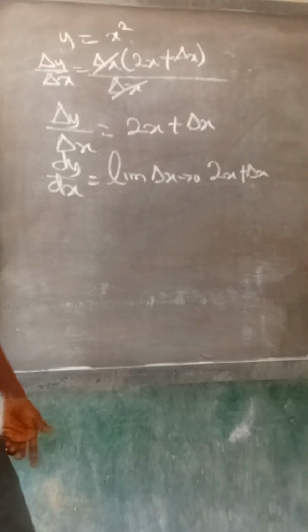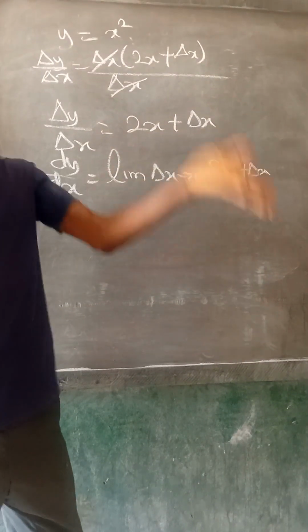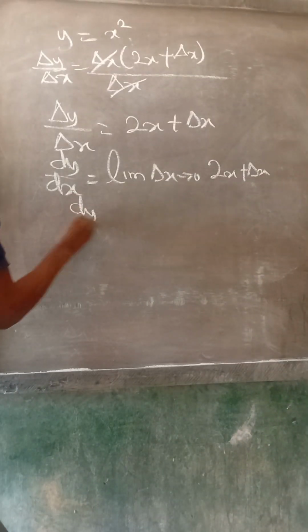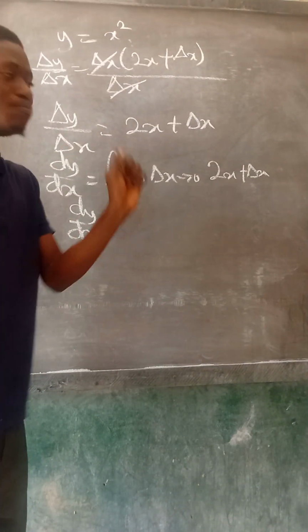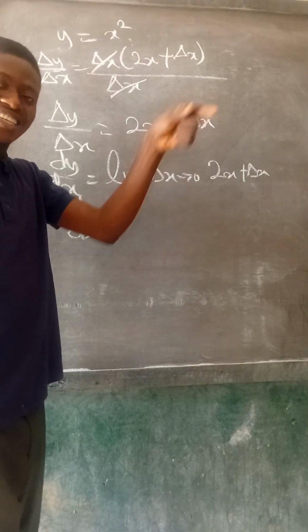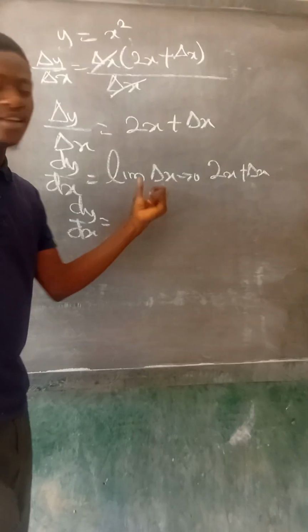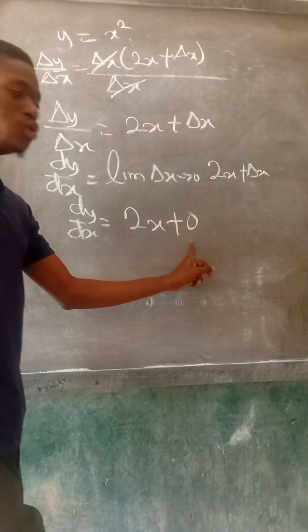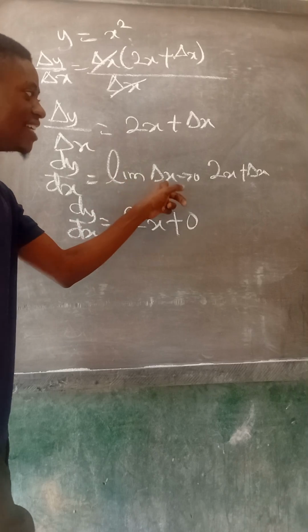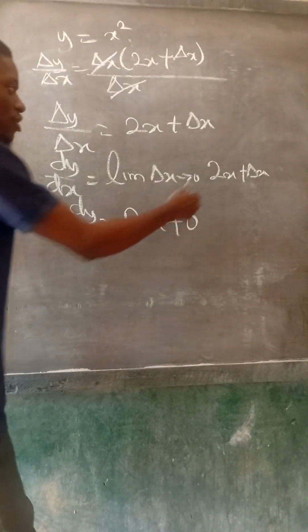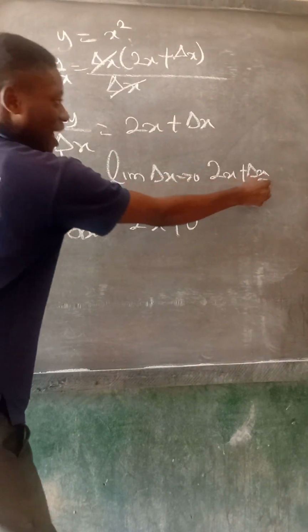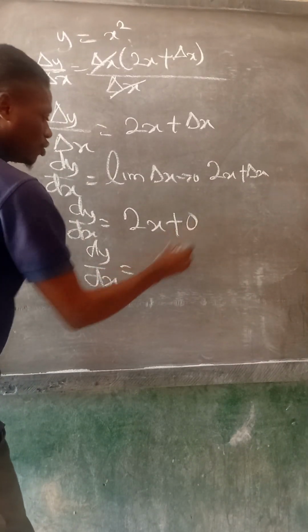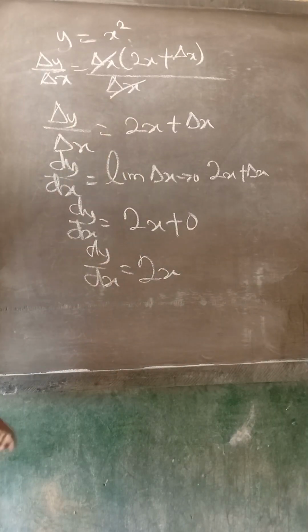So what are we doing next? We are now going to plug in 0 in place of delta x because it says delta x is approaching 0. So we now have dy over dx. So the moment we plug in 0 as delta x, then this limit will not be there. So it's going to become 2x plus 0. So our delta x now becomes 0 as a result of this limit as delta x is approaching 0. Then this will not be there. So now we have dy over dx to be 2x plus 0. We have 2x. So this is our answer.